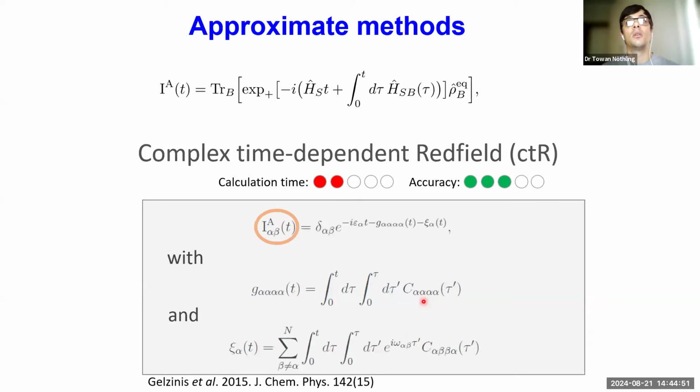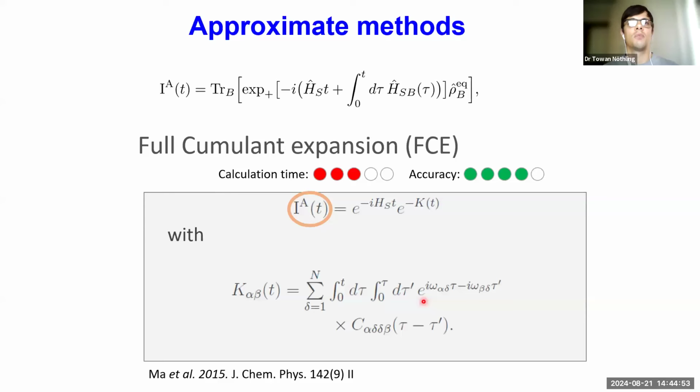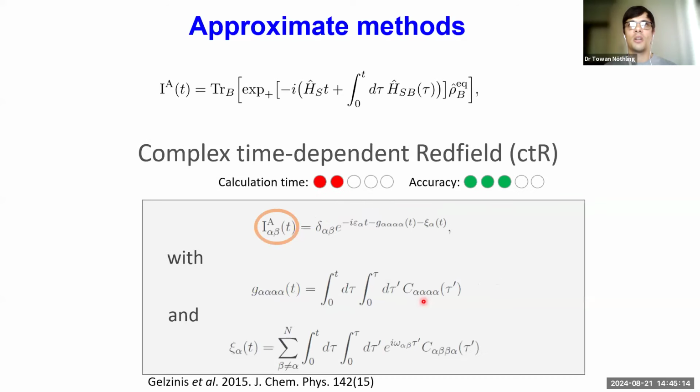We can then perform something that we call the secular approximation. That is, we disregard transfer between the populations in the density matrix and the coherences. I expect you won't understand what I say now. That is fine. You can go back on the YouTube video. And after making the secular approximation, we get the complex time-dependent Redfield method.